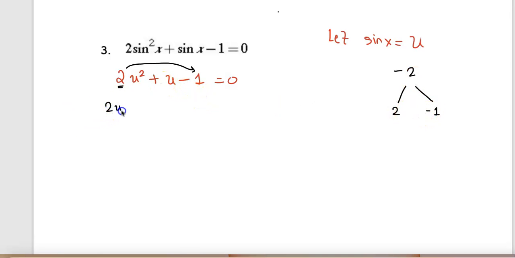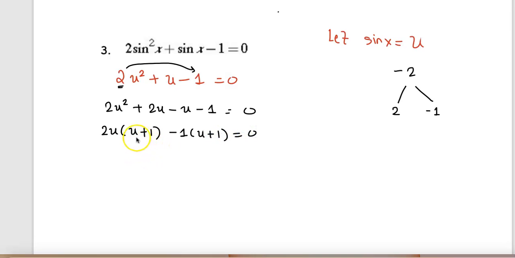So I can come back over, I can rewrite it over here: 2u squared plus u minus 1 is equal to 0. In this case I can factor this part. This is my 2u and that's my u plus 1. Over here I can take negative 1 as common, so I will have u plus 1. Since u plus 1 is common, that will be my common factor, and this will be my 2u minus 1 is equal to 0.